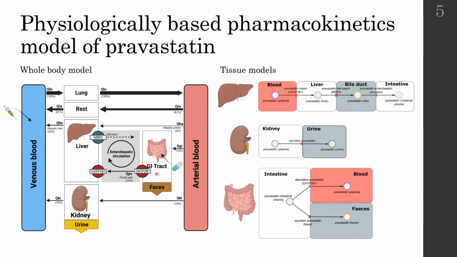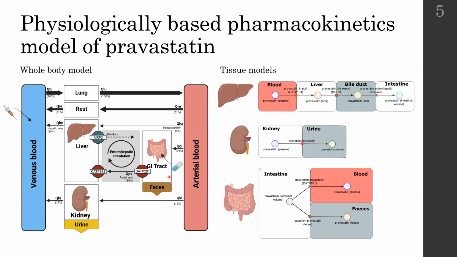Here on the left, we see the whole body model, and on the right, we see the tissue models. Ultimately, what was done here was to construct the whole body model in a hierarchical manner, which consisted of the whole body model being coupled to these tissue models, which are the liver, the kidney, and the intestine. What we can see here in the whole body model is that the systemic circulation connects the arterial blood with the venous blood, and that pravastatin is transported in the various bodily tissues. Differences in oral and intravenous administration can be seen as well.